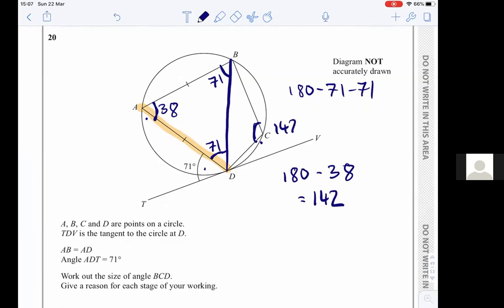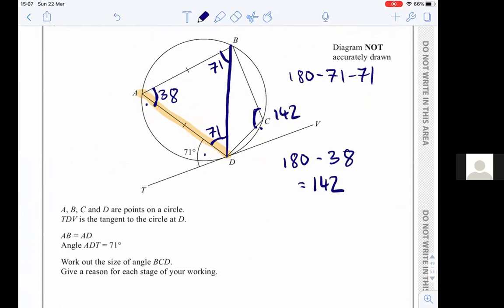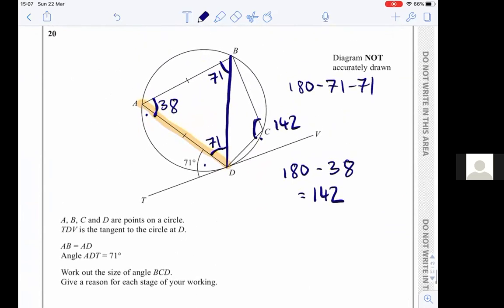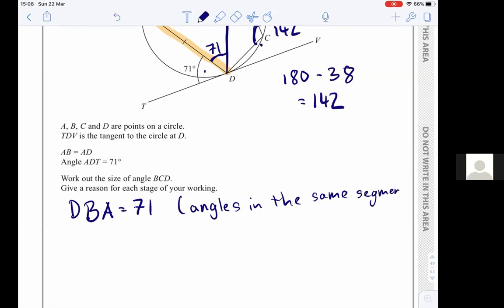This is 142, but this is quite a big question. It's a 5 marker. I reckon there's going to be at least 2 marks there for an explanation, remembering and writing down those rules. So I can say, let's start off with DBA. That was the first thing I worked out, was 71. And my rule was angles in the same segment are equal.